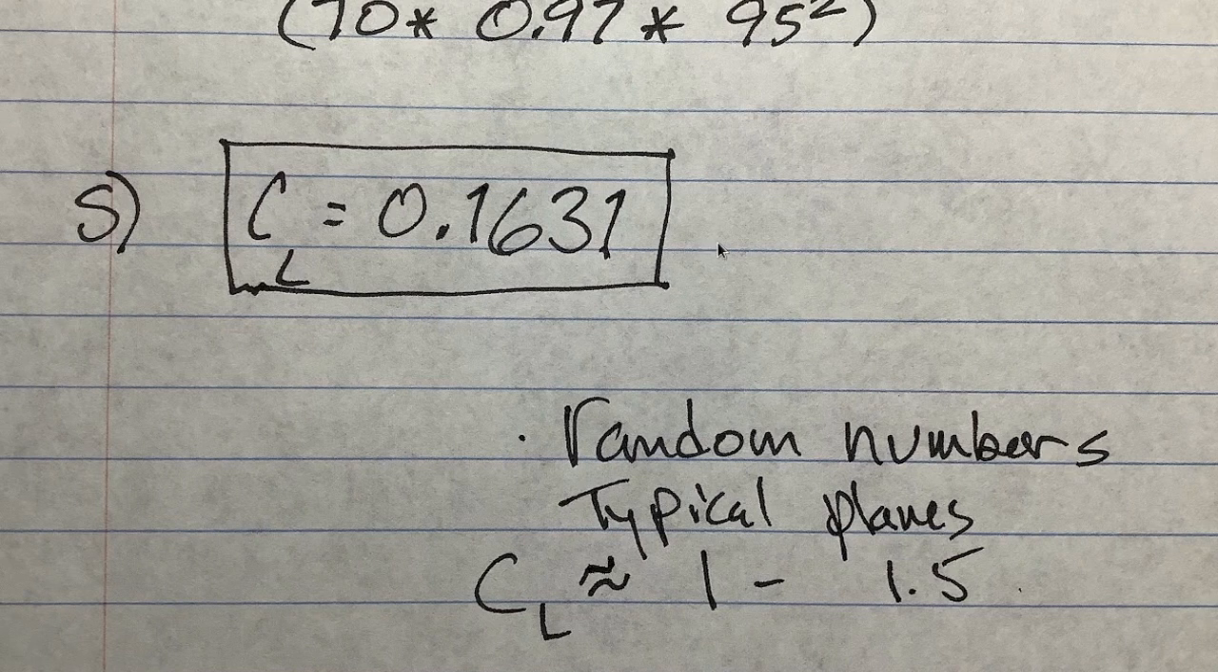Notice this ratio, all the units cancel out, so there's no unit for coefficient of lift nor coefficient of drag. And then the other thing I want to point out is because it's random numbers, this is a really unreasonably low coefficient of lift. It's normally like 1 to 1.5. It's typical for most planes. But this is a walkthrough of how to show your work using GUESS.